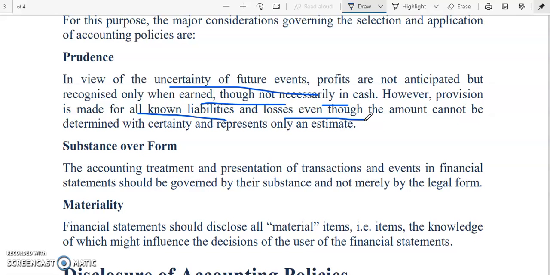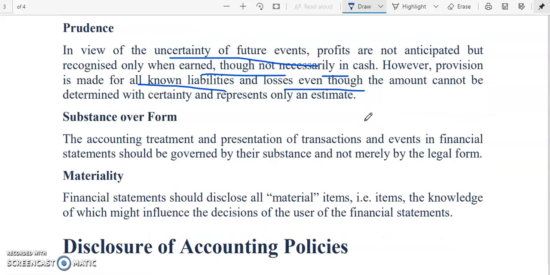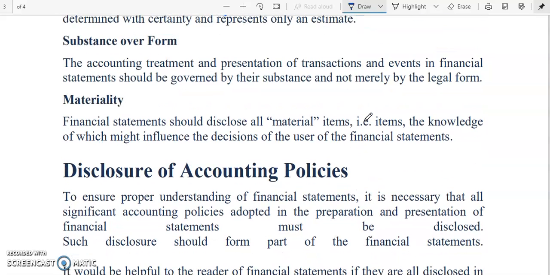Profit is recognized only when it is earned. However, loss or expenditure is recognized in the books of account even though it cannot be determined with certainty, or it can be made only with an estimate. So what is the summary? Profit cannot be anticipated, however the loss and expenditure can be anticipated and provision can be made in the books of account. Next one is substance over form.